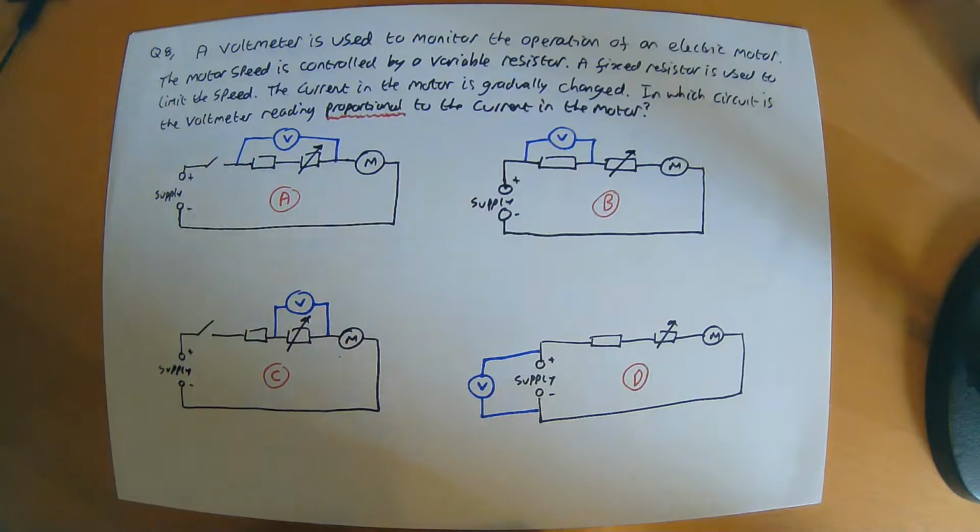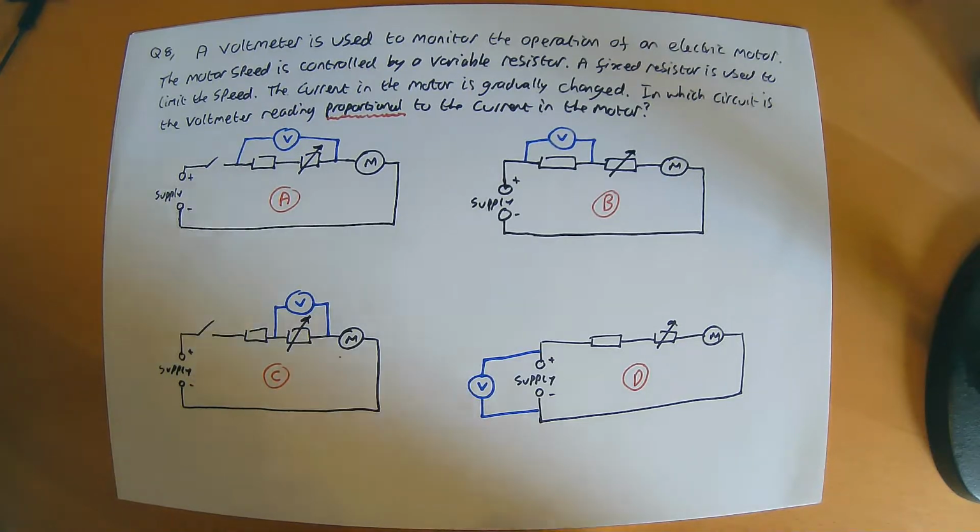Quite a tricky question, this one. You need to really understand about Ohm's law and where it applies. This is a series circuit, and so that means that the current is the same for the fixed resistor and the variable resistor and the motor. And so if we connect the voltmeter across a component whose resistance is not changing, then that proportionality, the Ohm's law proportionality, will apply.